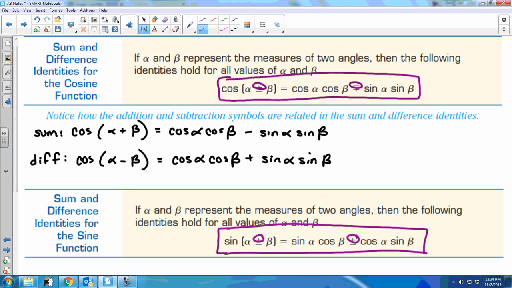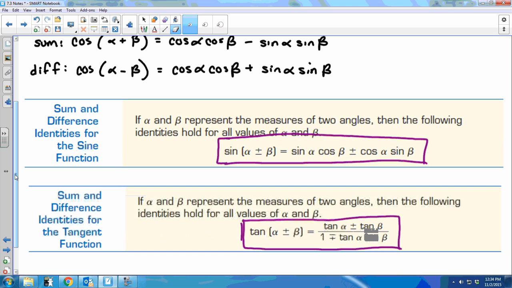Again, if you're using the ones on the top, use all the ones on the top. Using the one on the bottom, use all the ones on the bottom. Like tangent has multiple signs in it.